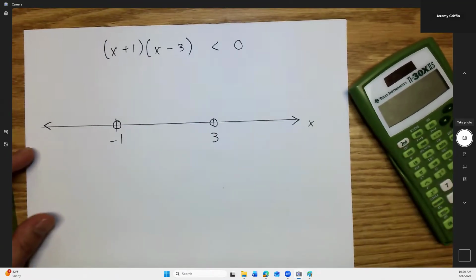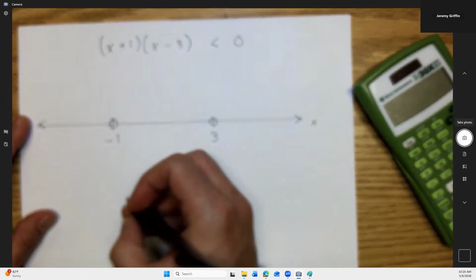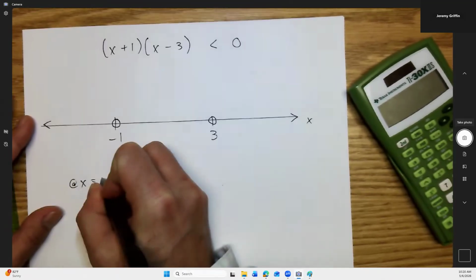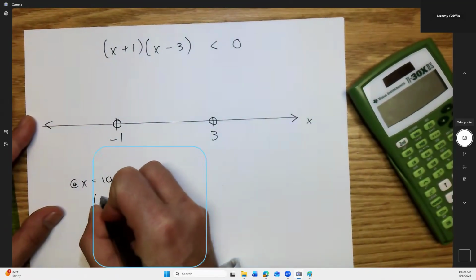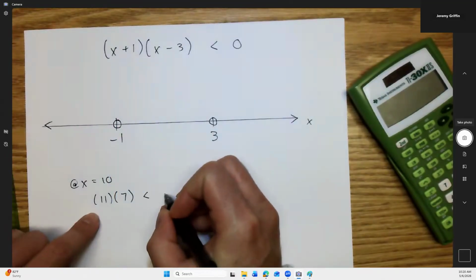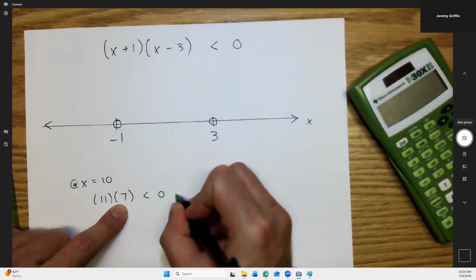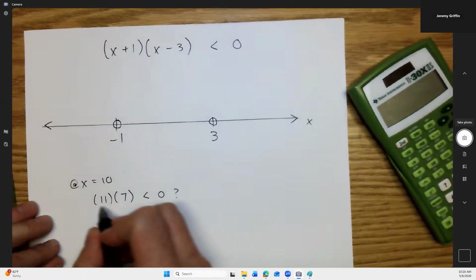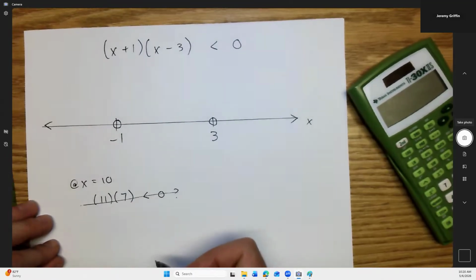Well, I can pick some test points. So let's pick the test point 10. At x equals 10, that'd be 10 plus 1, which is 11. 10 minus 3 is 7. Guys, is 77 less than 0? No. So that would be incorrect.